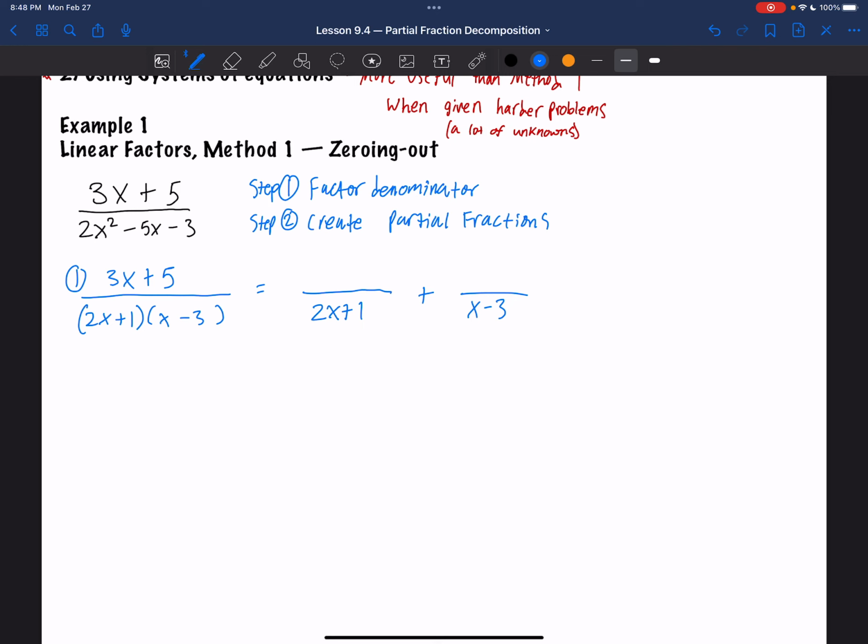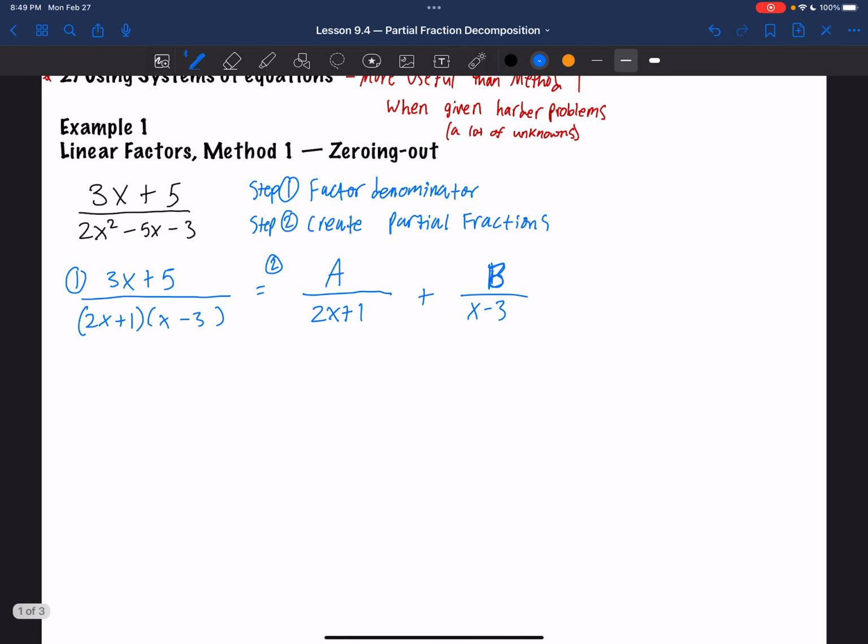Because if you think about adding the fractions together, one of the fractions has to have 2x plus 1 as a factor. The other fraction has to have x minus 3 as a factor. Okay? And so there it is. Those are our partial fractions. The thing is, we just don't know what's on top. And since we don't know what's up at top, we'll give them names. We'll call it A and B. It's pretty standard to use these letters, A and B, because they are constants, not variables. They're unknown constants that we want to look for. Okay, so that's step 2.